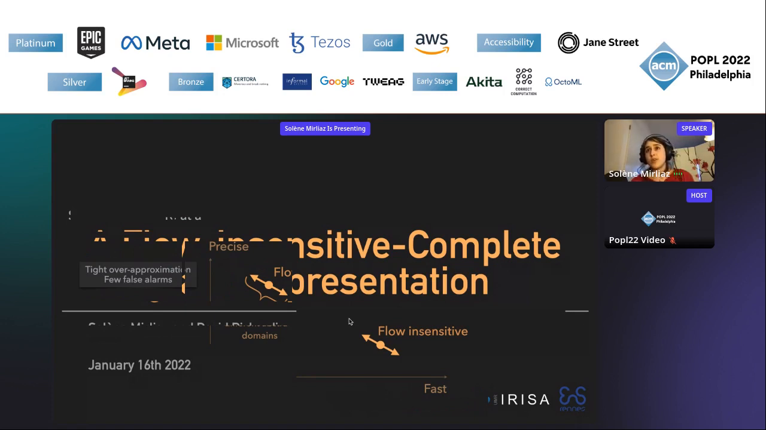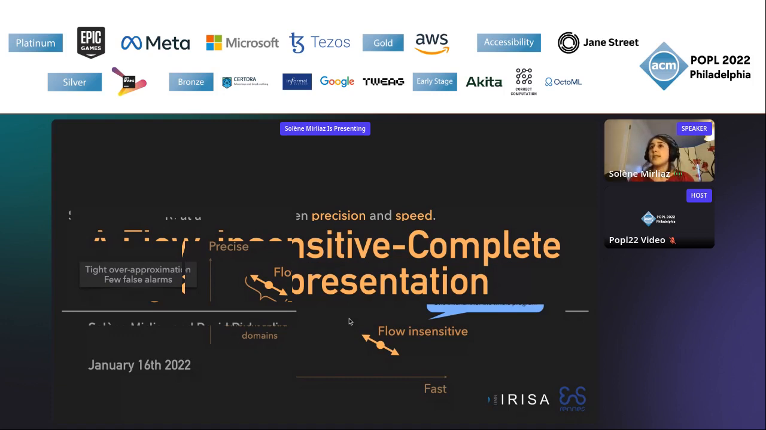Now, if you want to design an analysis, you have the choice between a flow-sensitive or a flow-insensitive analysis. A flow-sensitive analysis will track one invariant per program point, so you are usually more precise, but at a cost because you need to maintain all these invariants. If you are more concerned about the cost, you will maybe prefer a flow-insensitive scheme where you have only one invariant for the whole program, but you may lose some precision.